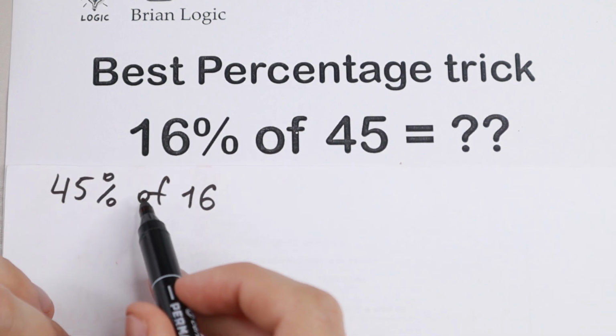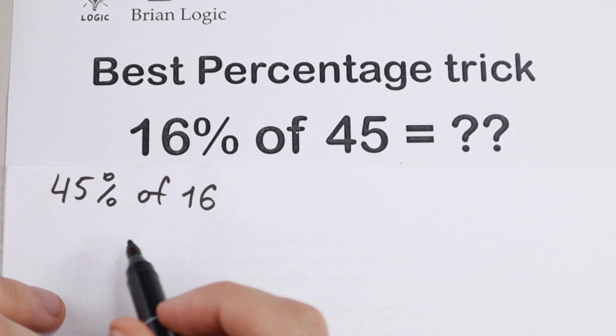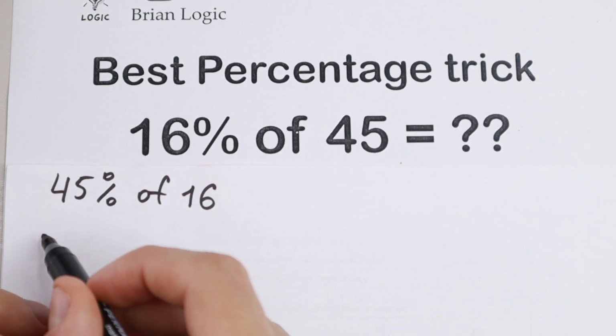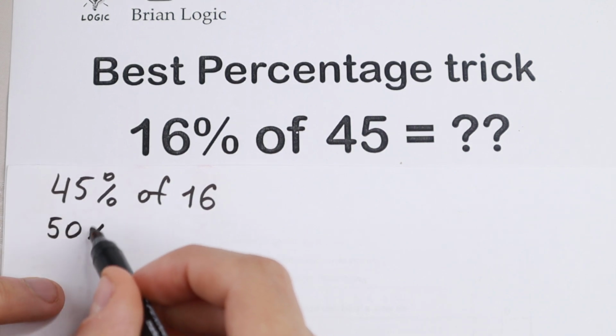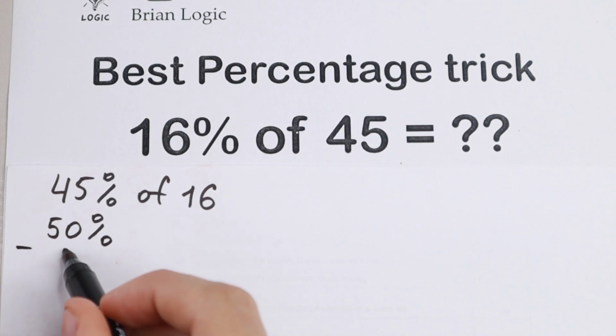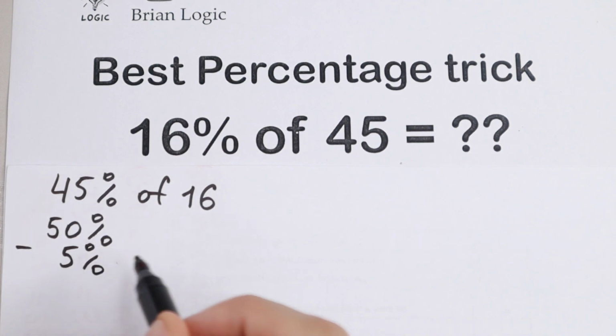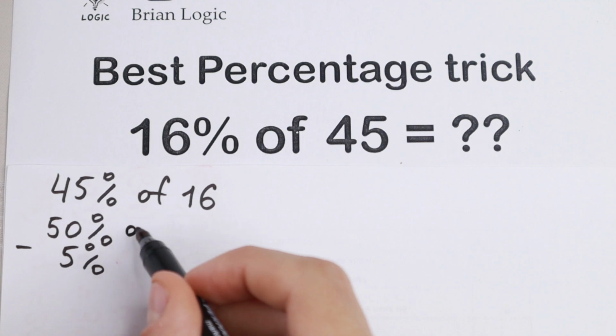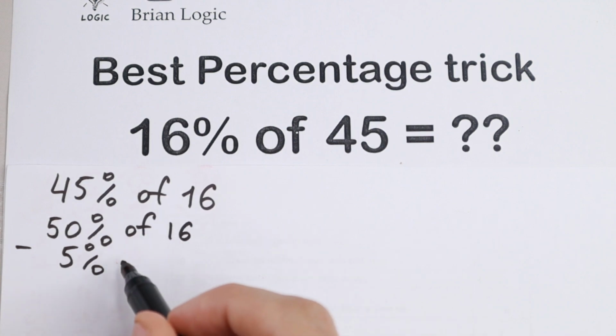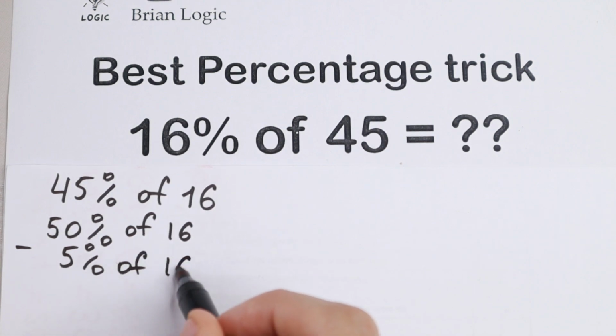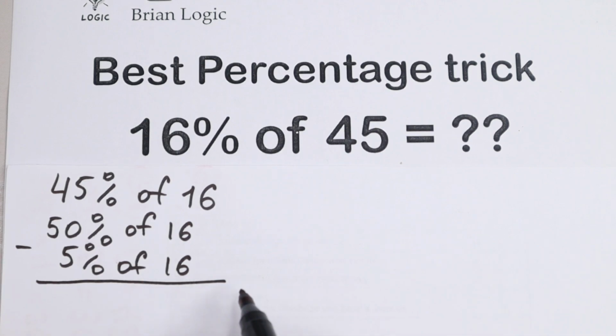But how can we solve this? Because this is not a general percentage. 45% is really good to express as 50% minus 5%. So we need to find 50% of 16 and 5% of 16, and if we subtract them, we will have our answer.